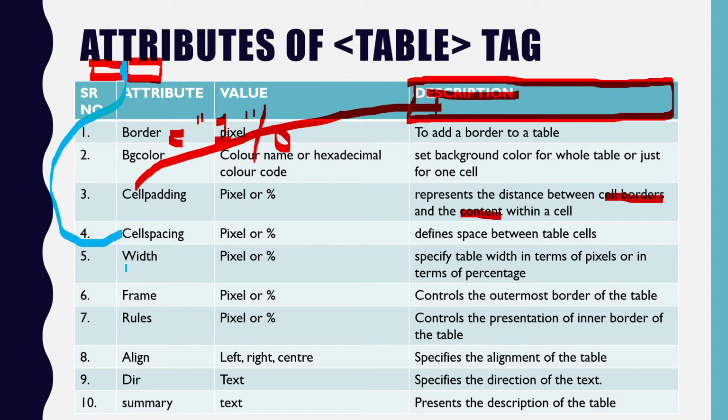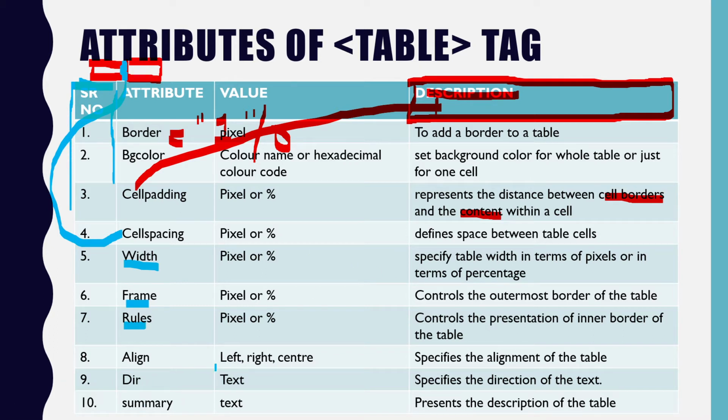Now next is width. It specifies the width. Along with that, frames. Frames we will learn later on. It is a wider topic. Now rules will define the inner border of the table, and frame will define the outer border. Inner border means whatever things are shown inside, and outer means this one.